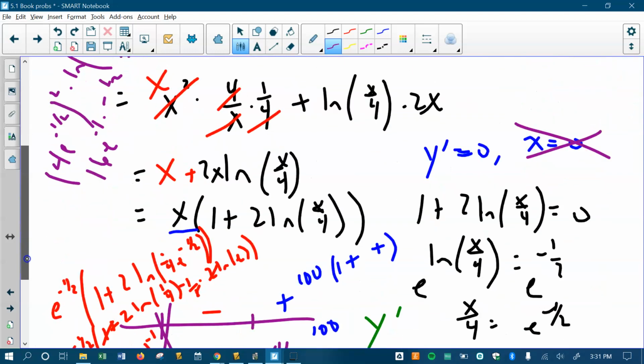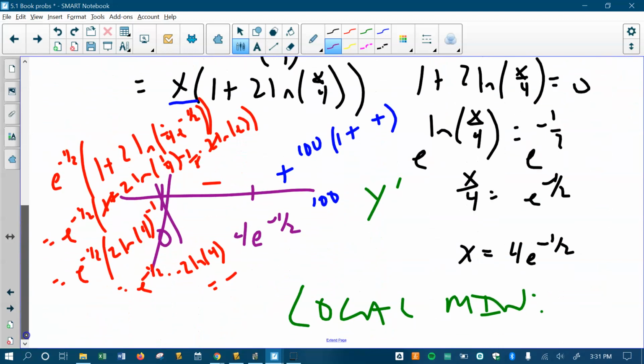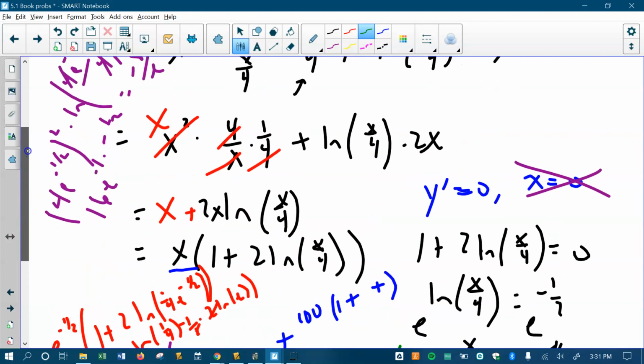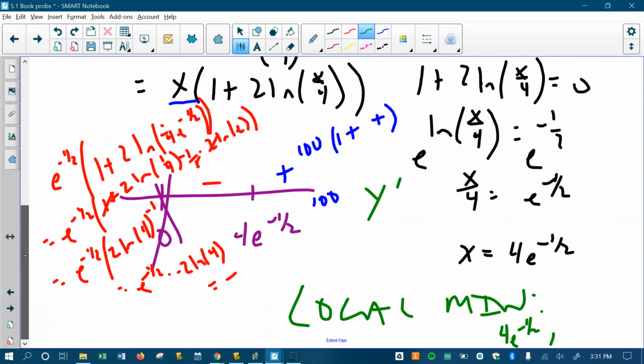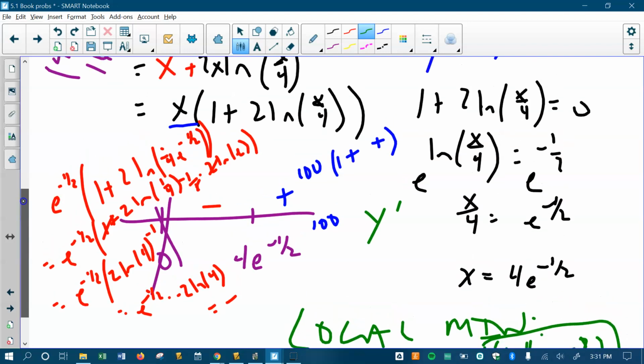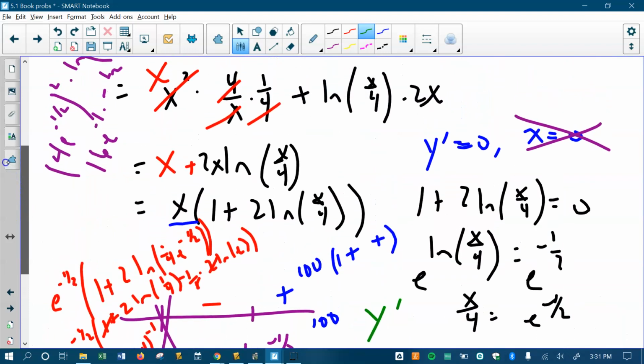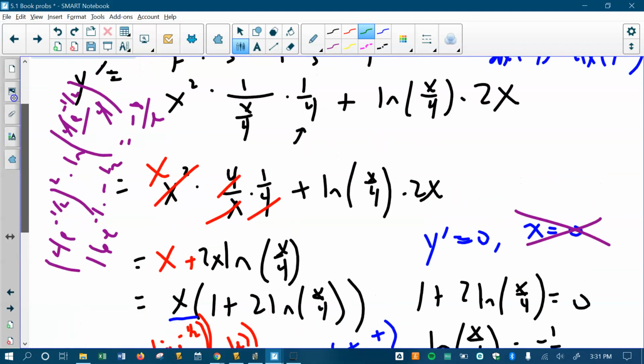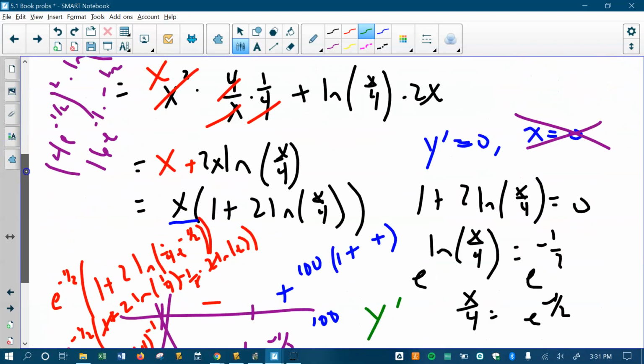Oh my gosh, this is horrible. Okay, so that means our local min is going to be 4e to the negative 1/2, comma, negative 8 over e. How much time you want to spend on actually trying to understand this and do this is up to you. Chances of it being on an AP test are relatively slim because that's kind of a lot more pre-calculus logarithm problems instead of you actually knowing the stuff.